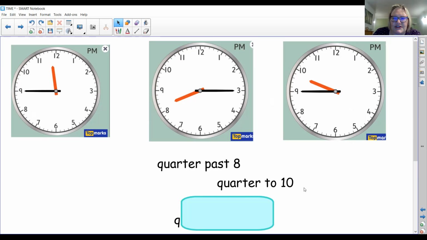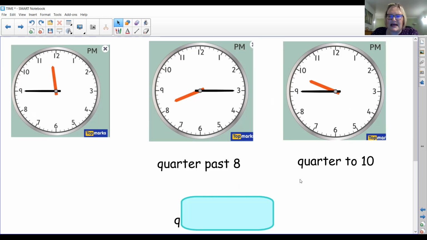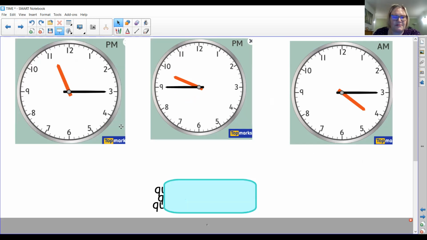Next one. 9:45 is this one. So I know it's a quarter to because it's pointing to the 9 and it's nearly at the 10 o'clock time, the hour hand I can see. So it's 10:15. And this one is 12:15. Hopefully you got those right. Let's look at some other ones. Pause the video, have a go at these times, see if you can tell me what these times are. Good luck.